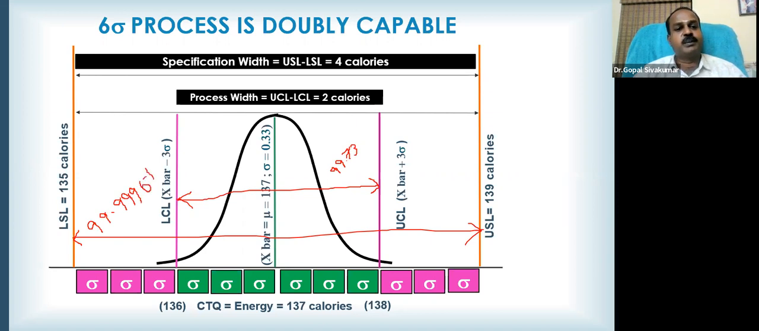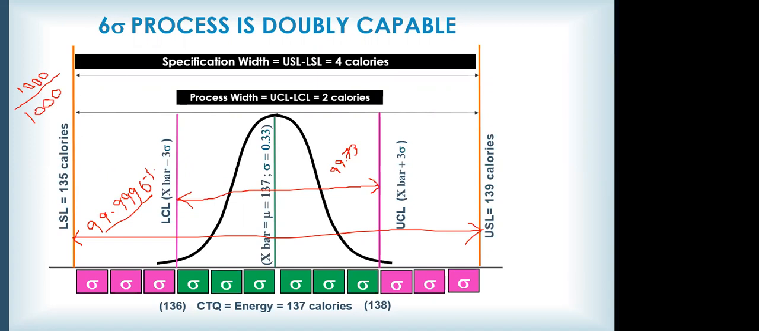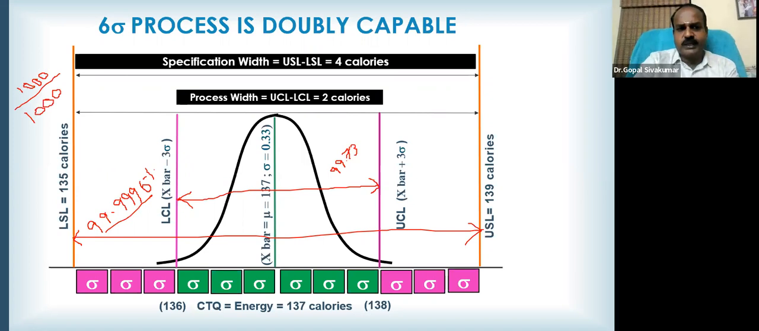99.996% of the milk bottles will now fall inside 135 and 139. Now, if you are producing 1,000 milk bottles every single shift, what percentage of milk bottles will be accepted? 99.996. That means almost all 1,000 milk bottles will get accepted, because the rejection probability is very, very low.